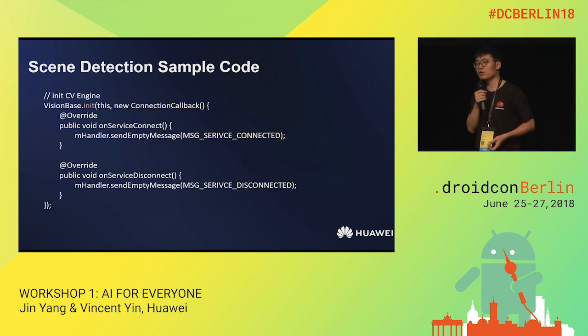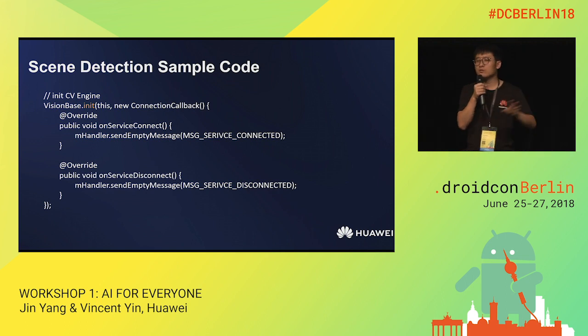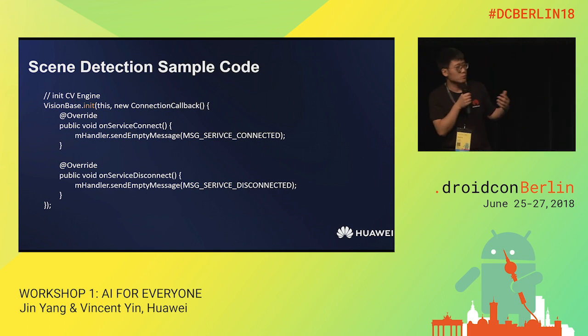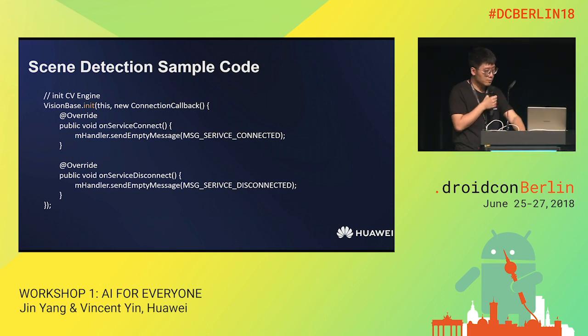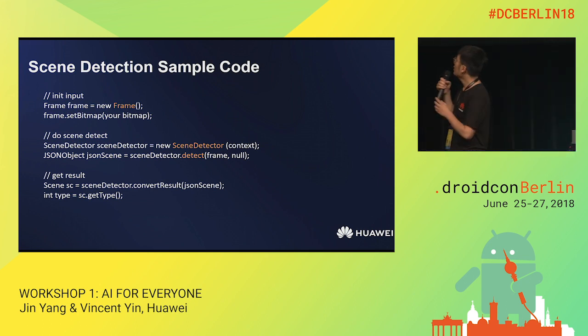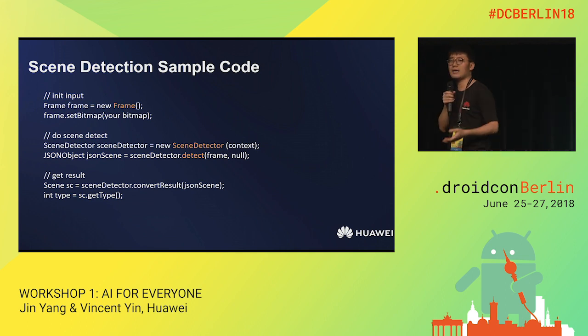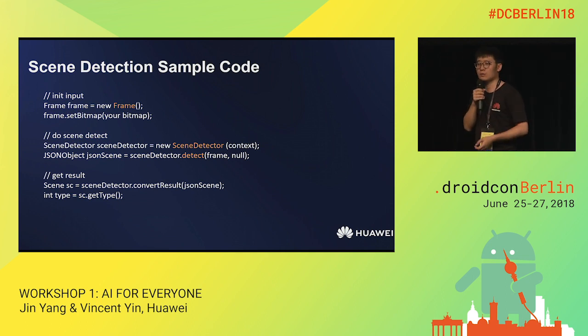OK, let's see how to use the scene detection API. As we are an Android-based service, we provided a method to let you bind to the engine service. This is binding service, you already know it. And this is the first step. You can't use any other API unless you successfully do it. And then we need to prepare our input. As we do computer vision, our input is almost always a bitmap. And you can set your bitmap into the class frame. And later we will provide another class video, which will maintain your video input.